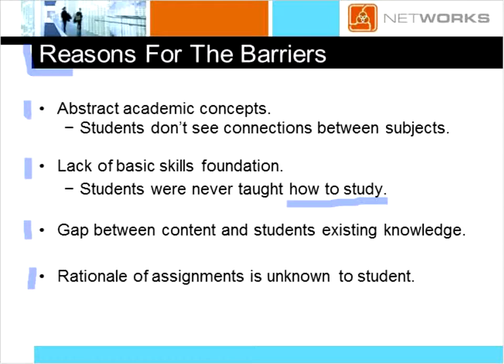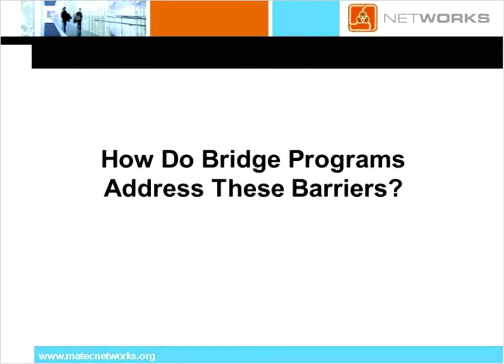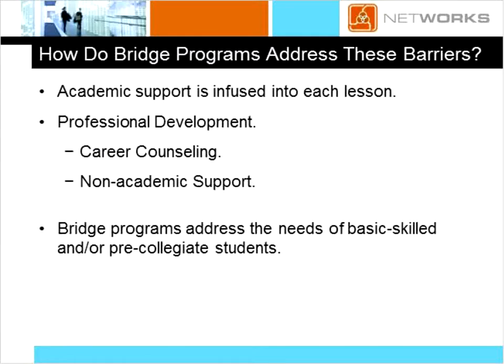And so I bring these up because they're common complaints of students, and bridge programs address all of these quite well. So I'm repeating myself here. How do bridge programs address these barriers? So in bridge programs, the one major thing that I'd like to put a big purple mark next to is this one: academic support is infused into each lesson.